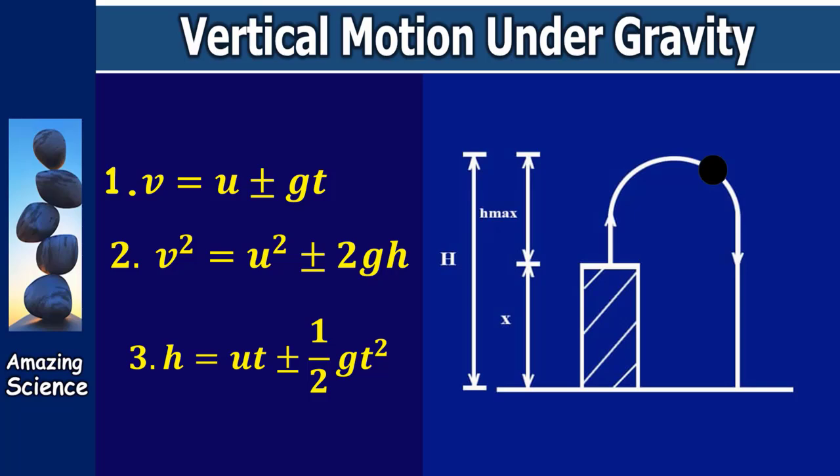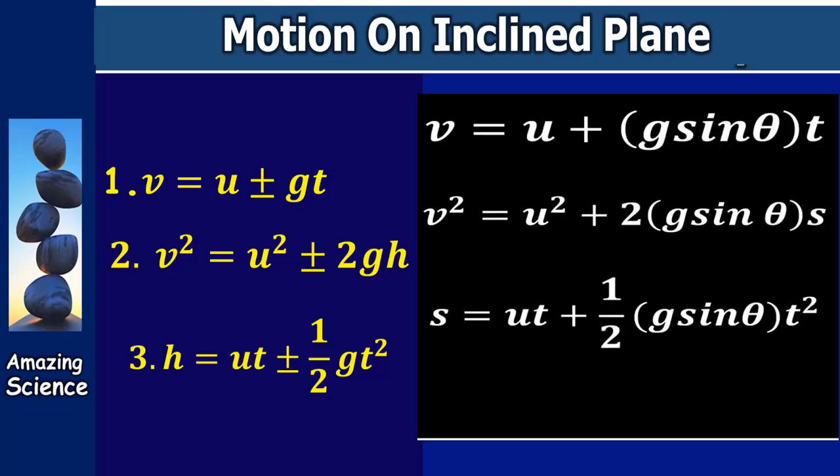And so in order to obtain the equations for a body moving down an inclined plane, we just have to modify these equations, this time factoring in the angle of inclination. And so by modification, we are going to have v is equal to u plus g sine theta t. Also, we are going to have v squared is equal to u squared plus 2 g sine theta s. And then finally we have s is equal to ut plus half g sine theta t squared.